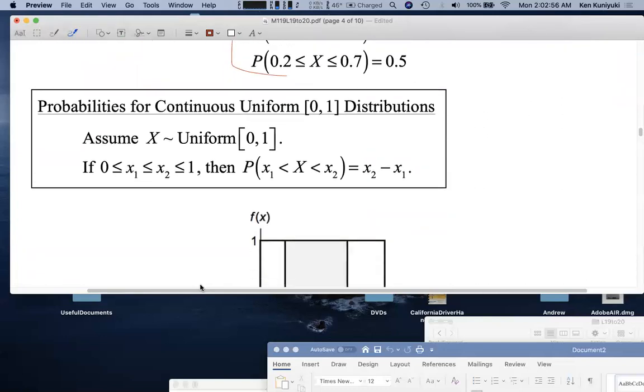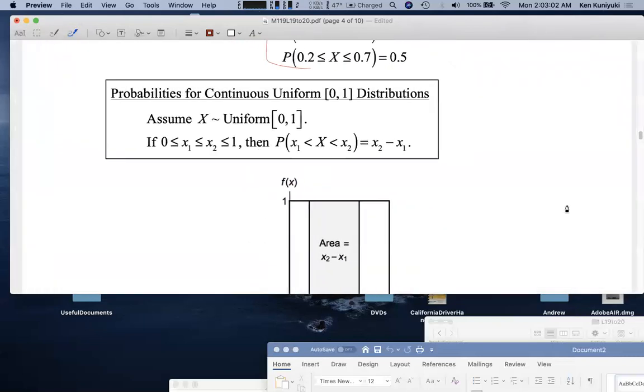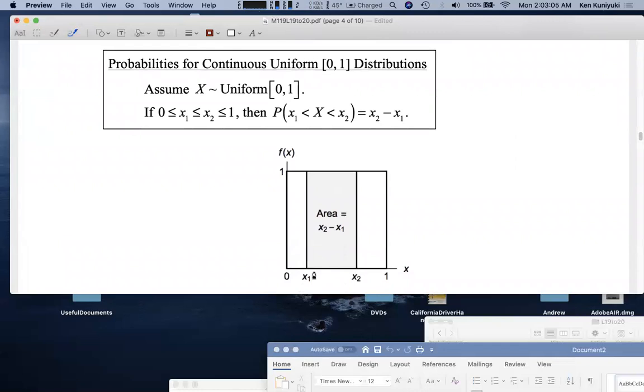Now in general, if instead of 0.2 to 0.7, what if we have some other interval? Let's say this interval from x1 to x2. Probabilities for continuous uniform 0-1 distributions. Assume that X has as its distribution this distribution, uniform 0-1. So the probability density curve is just this flat line segment up here with height 1. Now we have a total area of 1 inside this 1 by 1 square. But let's say that we want to know the probability that X falls between x sub 1 and x sub 2.